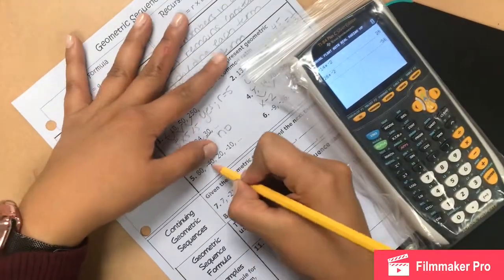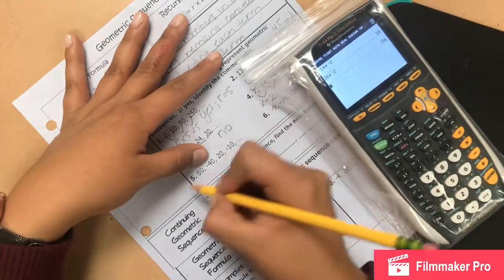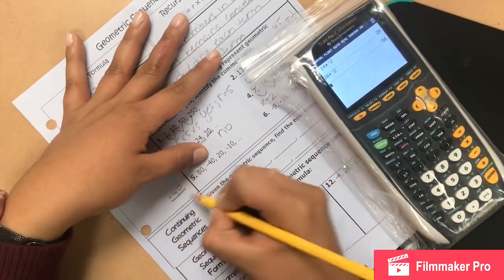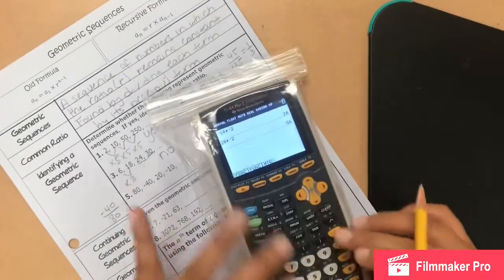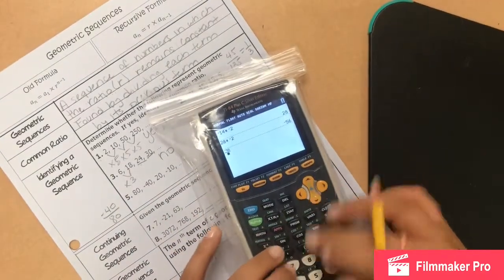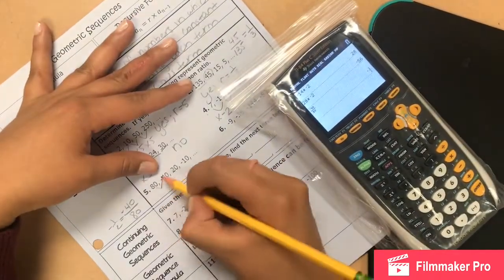Okay, number 5. It looks like I'm going to be dividing, so I have to figure out what I'm actually going to be multiplying by. So I'm going to put the second number over the first. So this would be negative 40 over 80, which is negative 1/2. But let's see if I'm multiplying by negative 1/2 every time.